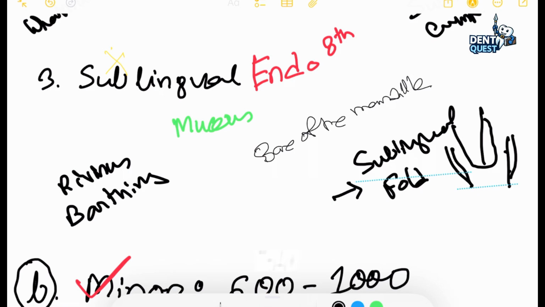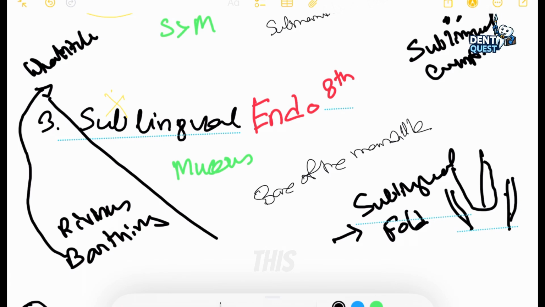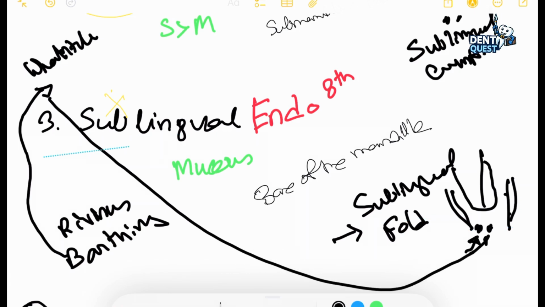The Bartholin duct, the main duct of the sublingual gland, is larger than the ducts of Rivinus. Instead of opening separately, it joins with the submandibular duct. The Bartholin duct opens with Wharton's duct, and they open together at the sublingual caruncle. This is the sublingual caruncle, two pairs. They open there.